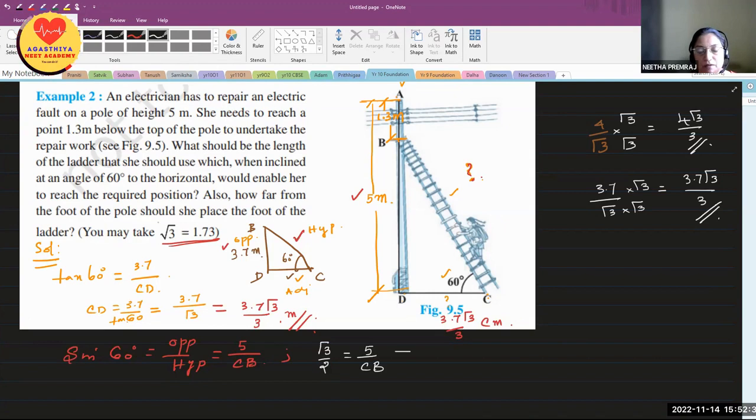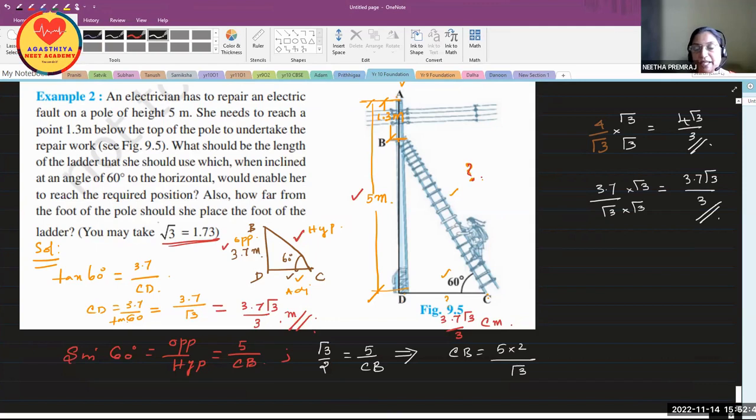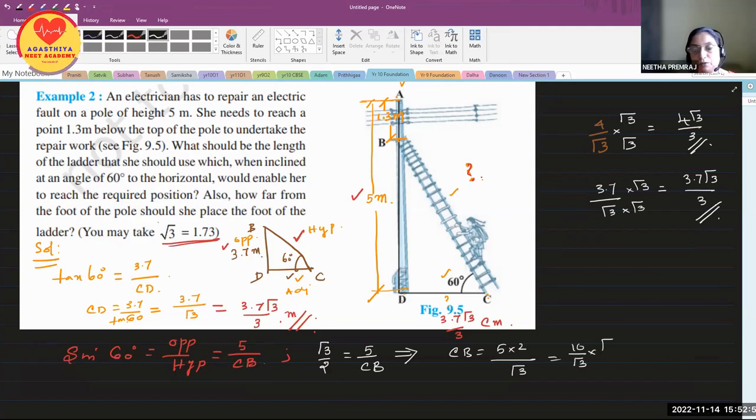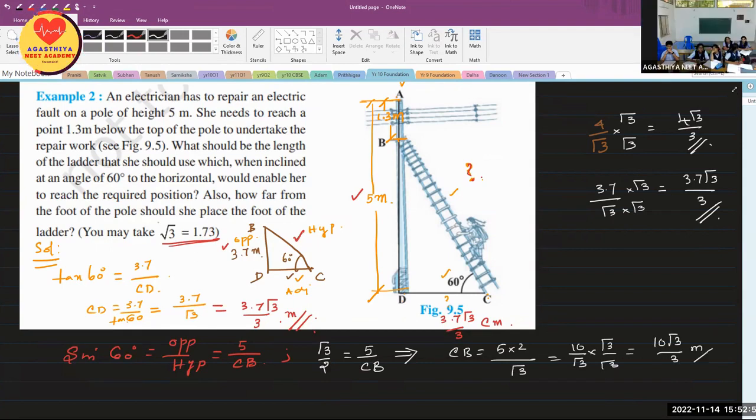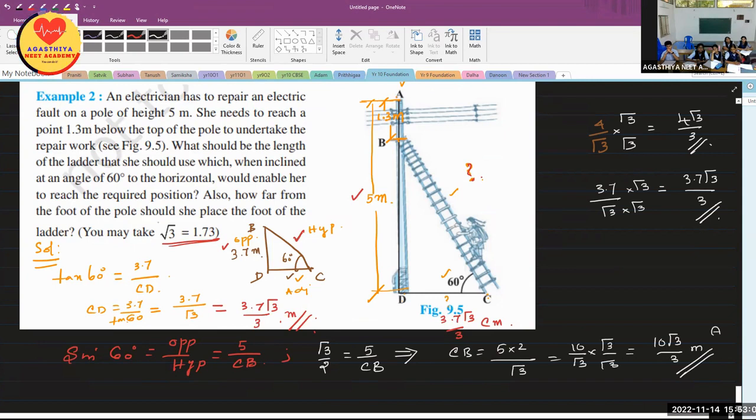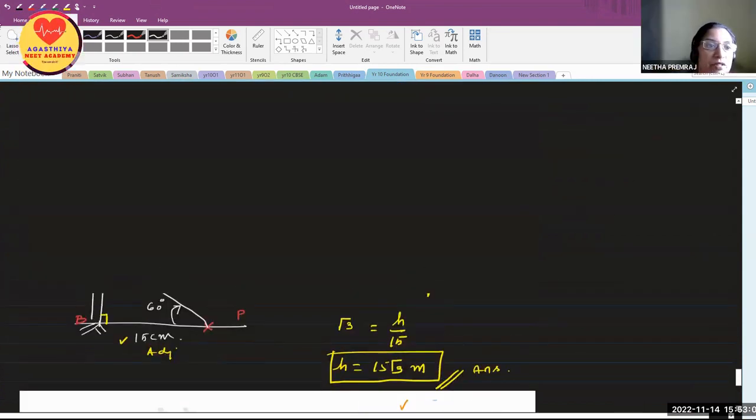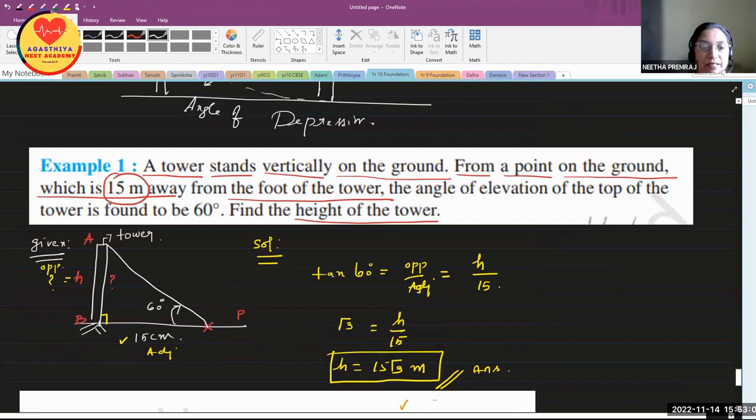Further, if you solve, CB is equal to 5 times 2 divided by root 3. So that comes 10 by root 3. I told you, no root in the denominator, so you have to rationalize. So that it comes 10 root 3 by 3 meters. That's it. Make a note of it, guys. Wait 1 second. Sorry. Yes, make a note of it.